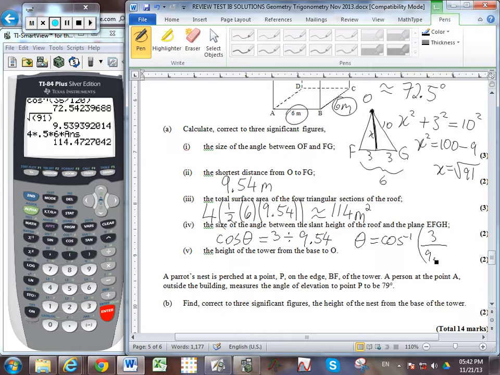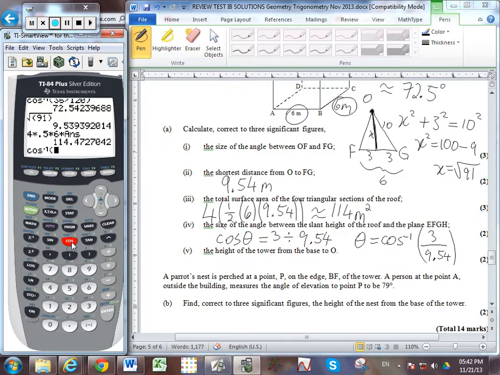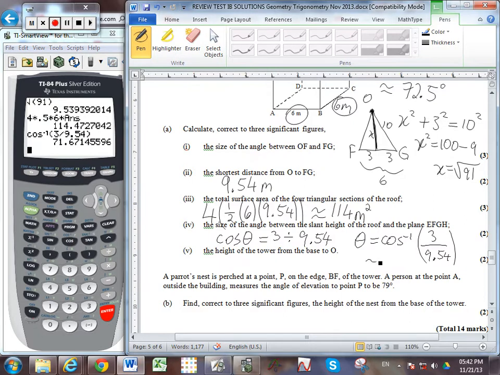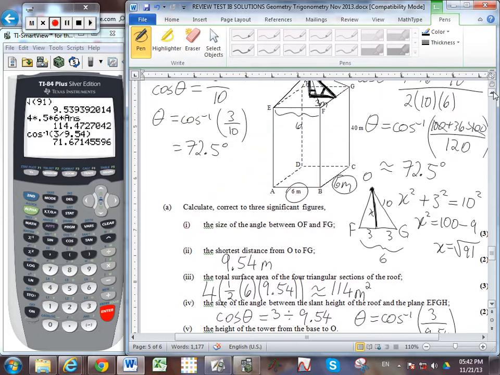So 3 over 9.54. And I'll take the cosine inverse of this. Cosine inverse of 3 divided by 9.54. 71.7 degrees is the angle. 71.7 degrees.